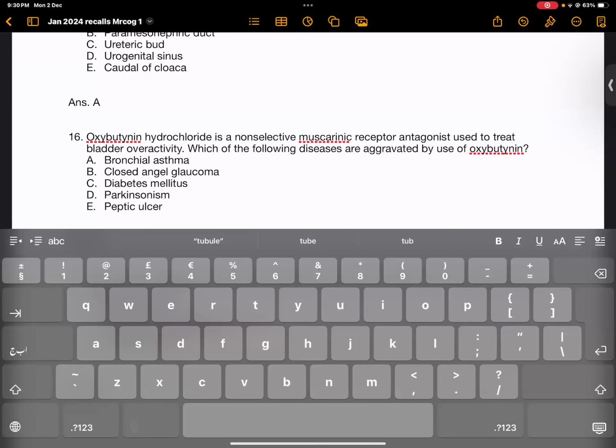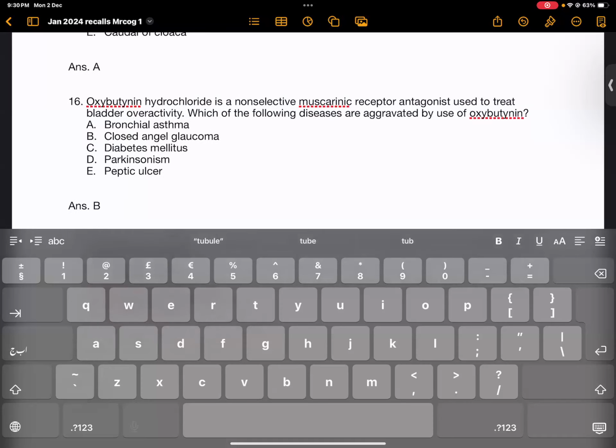So bronchial asthma, if you just remember, in every kind of respiratory disorder your beta blockers would be contraindicated. But these antimuscarinics are actually contraindicated in closed angle glaucoma because they can aggravate the intraocular pressure.